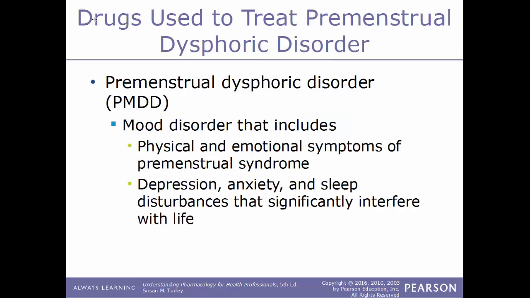All right, now we'll talk about drugs that are used to treat premenstrual dysphoric disorder, or PMDD. This is a mood disorder that includes physical and emotional symptoms of premenstrual syndrome. So this can include depression, anxiety, and sleep disturbances that will significantly interfere with the woman's life. So this is a severe and debilitating extension of PMS.